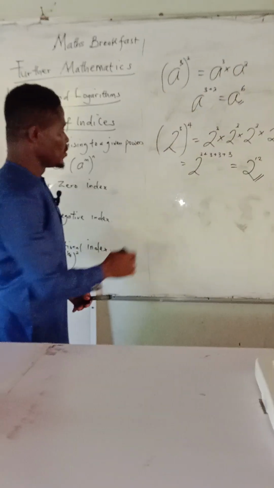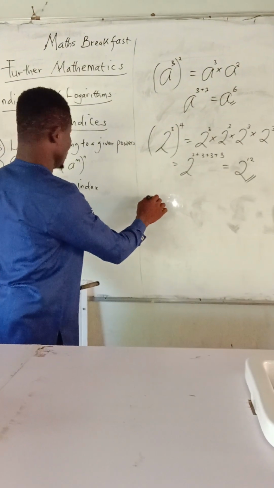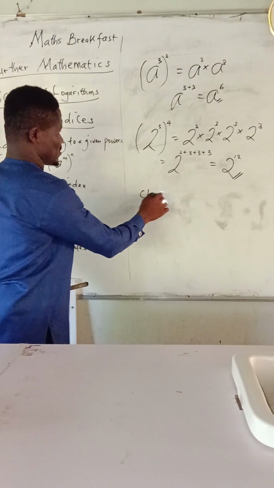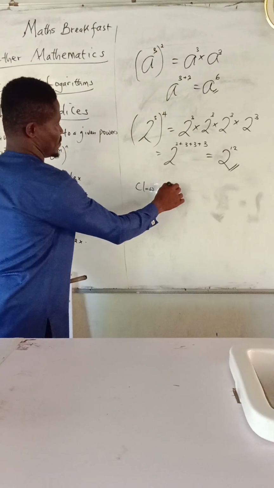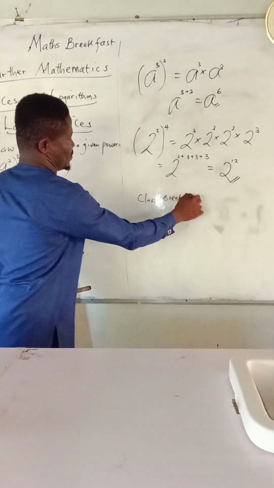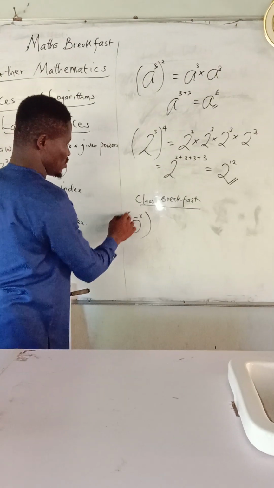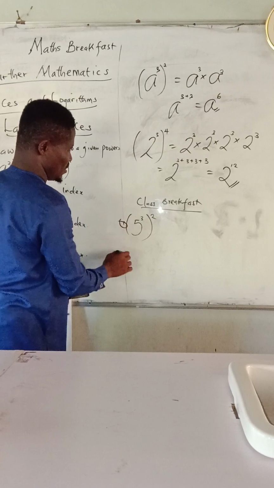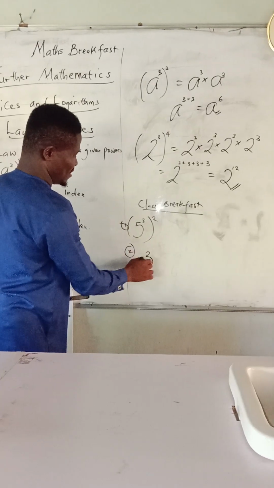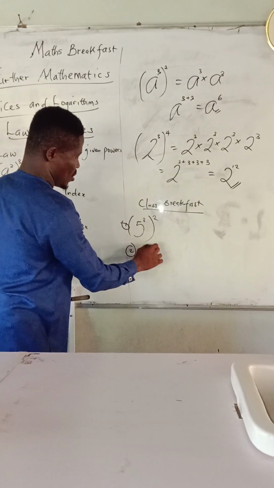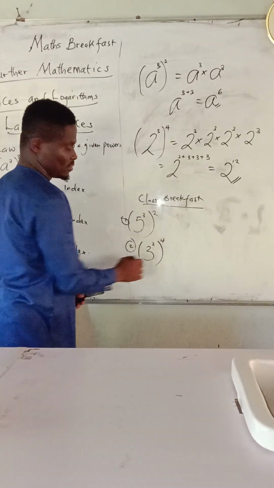So, please take this class breakfast. We have 5^3 all raised to power 2. That is for 1. Then 2, we have 3^2 all raised to power 4.